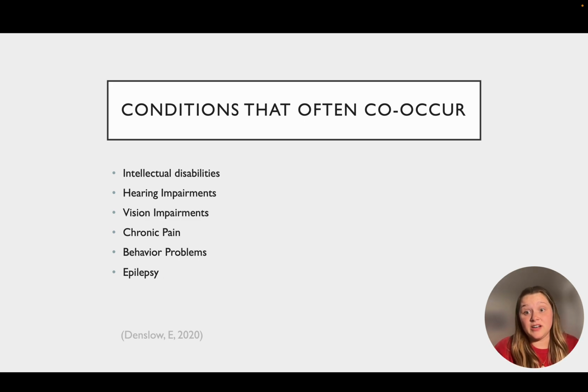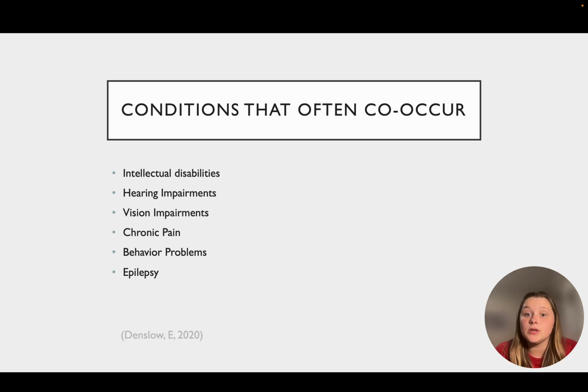Hearing impairments affect roughly 12% of people with CP, and it can include incoherent responses, so responses that you don't necessarily understand, confusion when they're spoken to, and delayed or no reactions to loud and sudden sounds. People with CP often experience vision impairments.